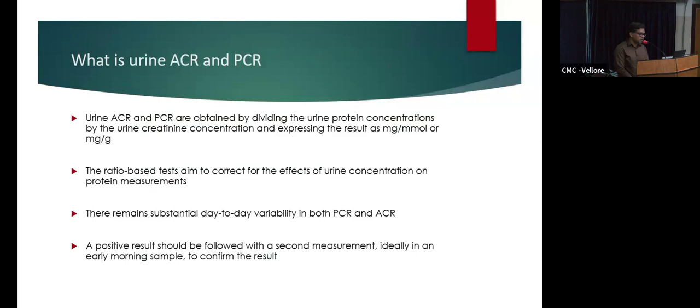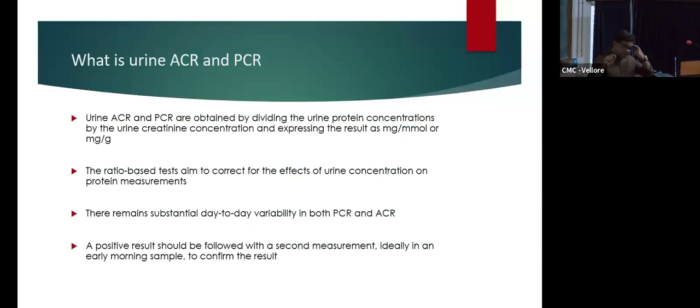So urine ACR and PCR are obtained by dividing the urine protein concentration by the urine creatinine concentration and expressing the result as milligram per millimole or milligram per gram. Let me ask one question. You are seeing the PCR in your lab, and you find the protein creatinine ratio is around 0.6. How will you correlate it with the 24-hour collection? Has anyone reflected on that? Because I think after this class you will try to use this also. Does anyone know?